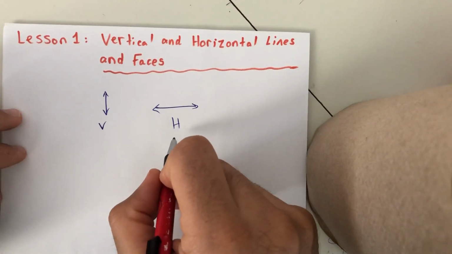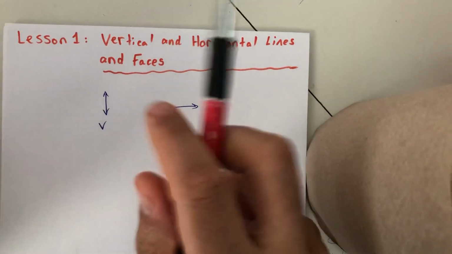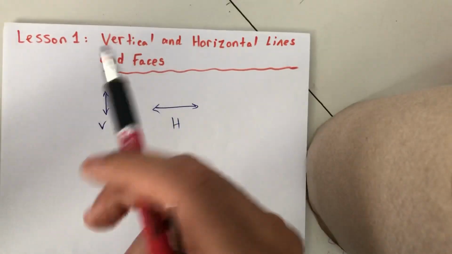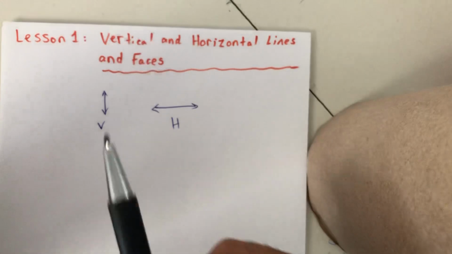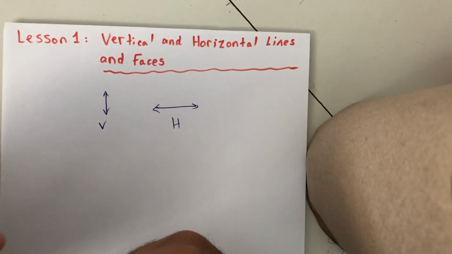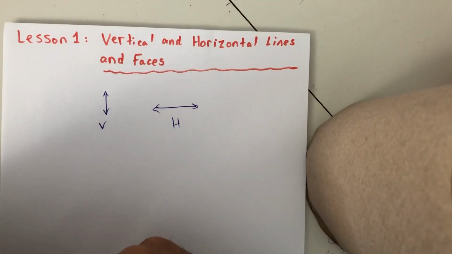So that would represent the horizontal. So flat left to right, horizontal. The opposite of that would be vertical, up to down. So that should help you remember the difference between vertical and horizontal.